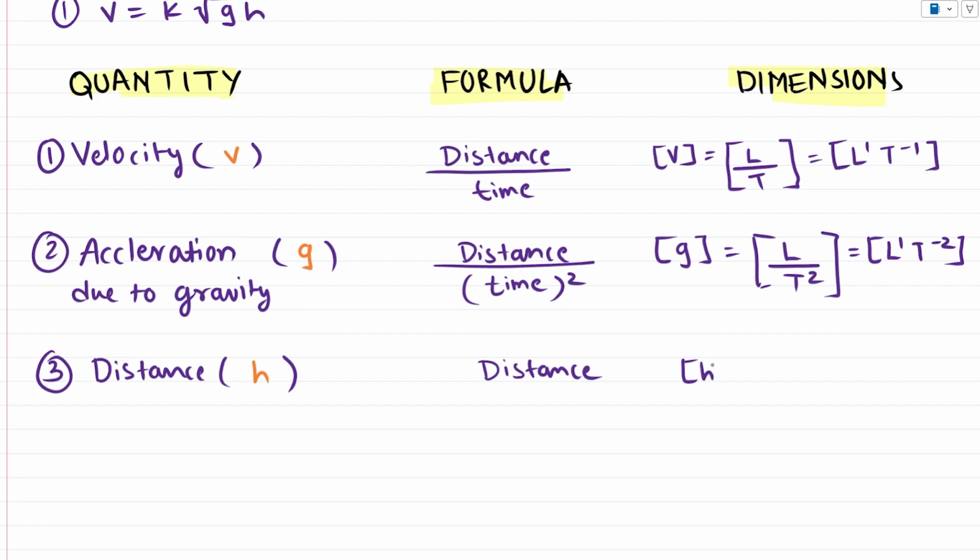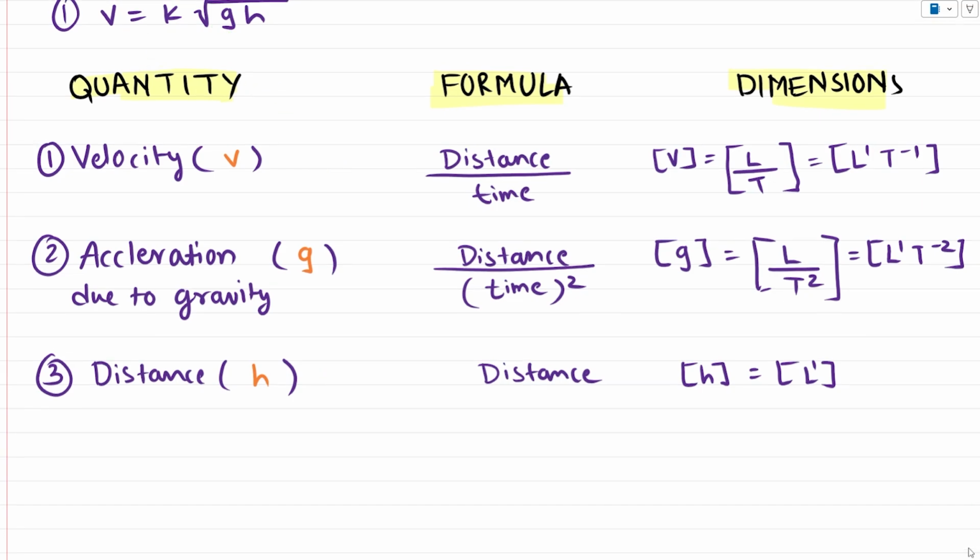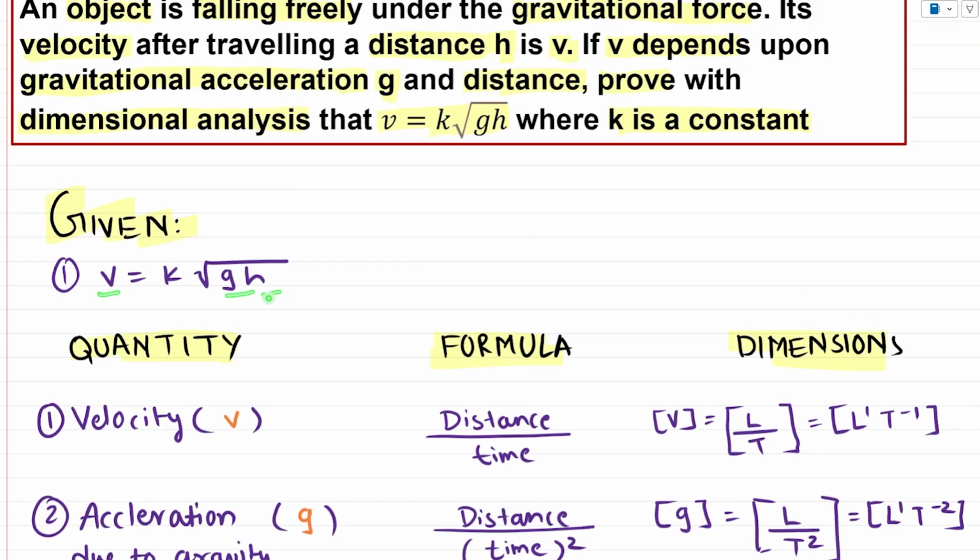So हम h के dimensions directly distance के dimension से match कर सकते हैं, that is L raised to the power 1. And now we have the dimensions of all the quantities participating in our given expression. Now that we have the dimensions of all the required quantity, we still have k left. What do we do about k?